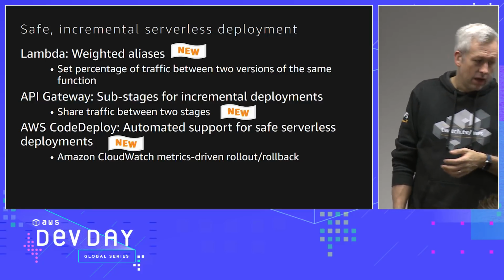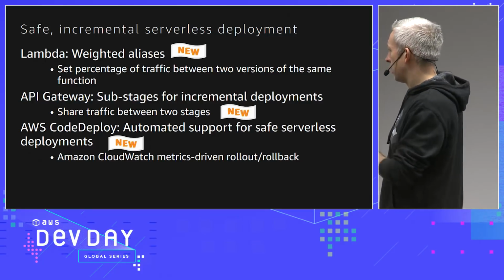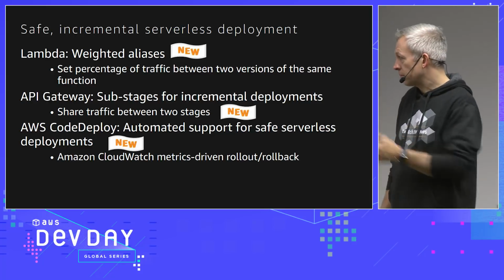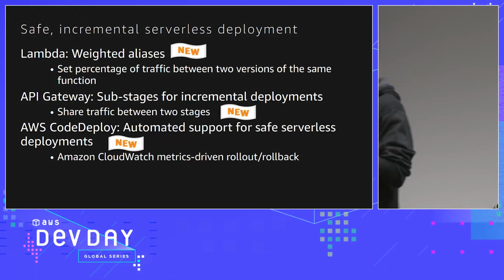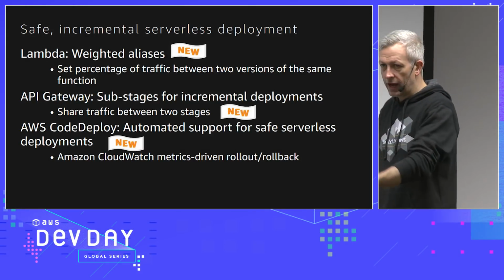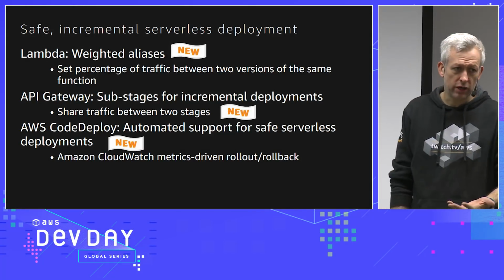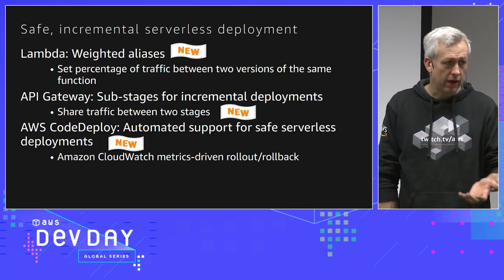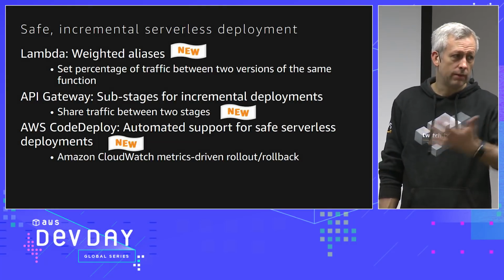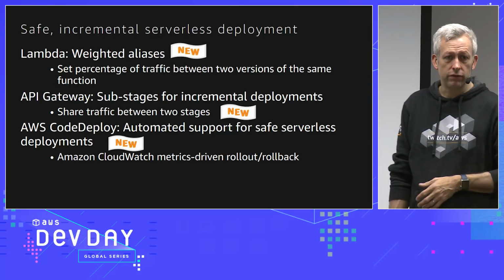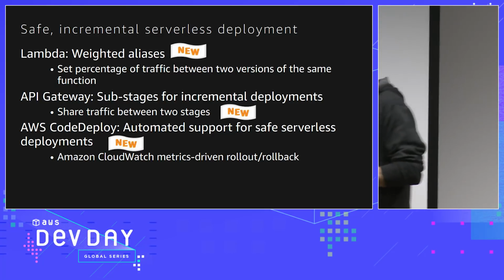Okay, and then lastly, with CodeDeploy, we have automated support for safe services deployment, which means automated metrics-driven rollout and rollback. So if I deploy a function and I see elevated error rates as a result of deploying that new version, I can automatically roll back to a previous version of the function. That's a really nice feature.